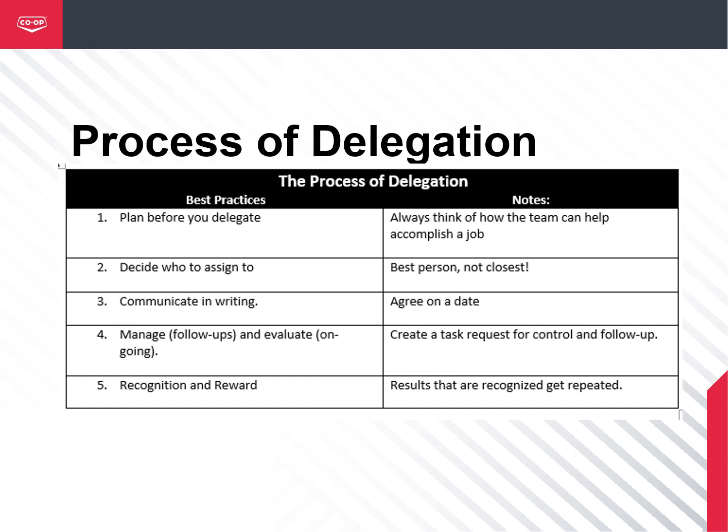You want to communicate in writing. You're going to put your expectations down in writing to help make the task and commitments clear to the person you're delegating to. You want to make sure that you agree on dates and timelines for completion. Step 4 is to manage and evaluate. It's important to keep up with the status of a task that has been delegated and to set predetermined time to follow up. It's helpful to create a task request in Outlook, as this aids in the control and follow-up.